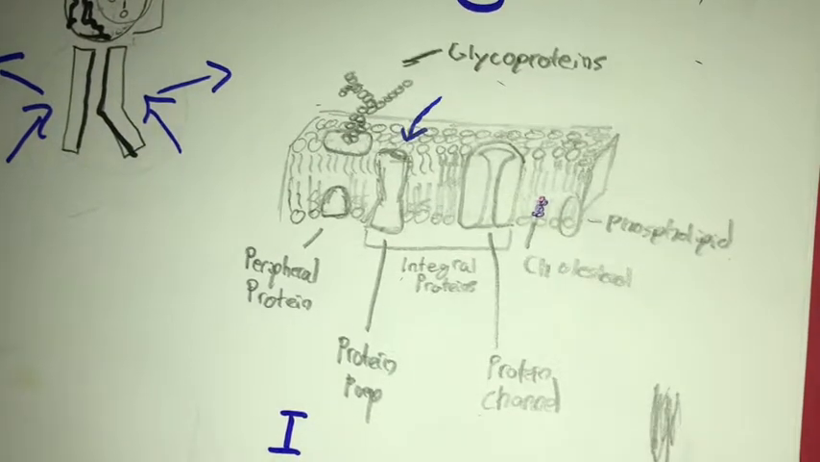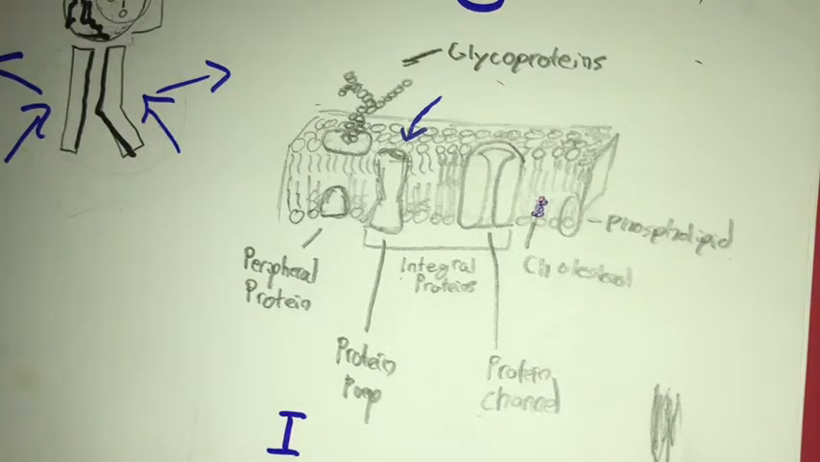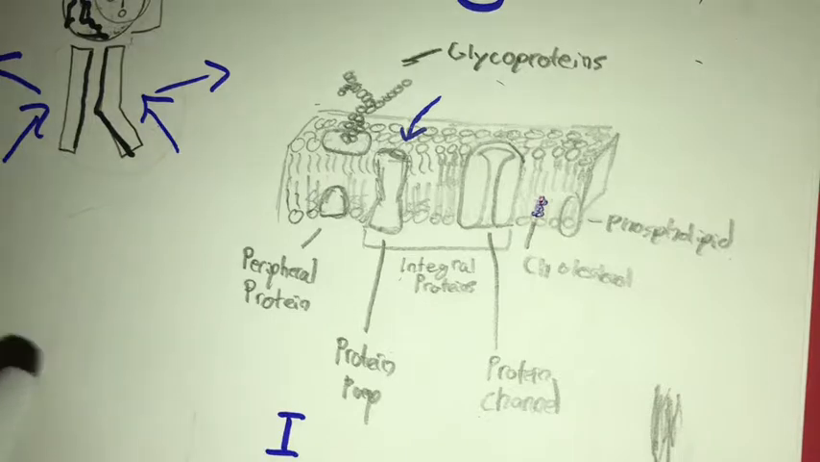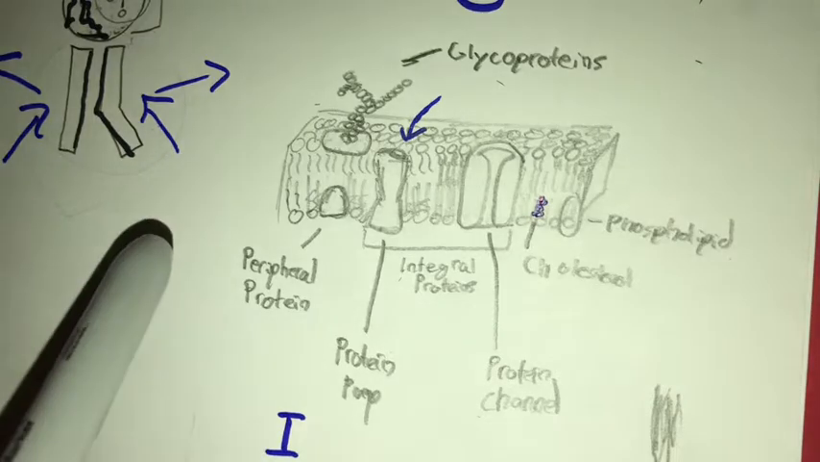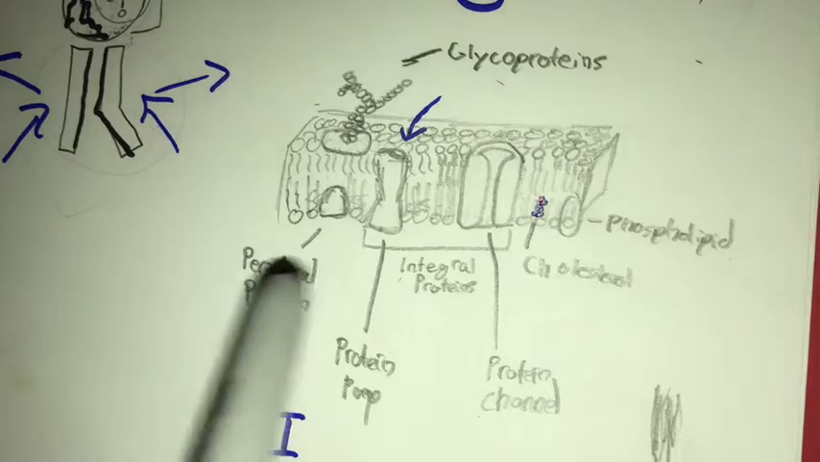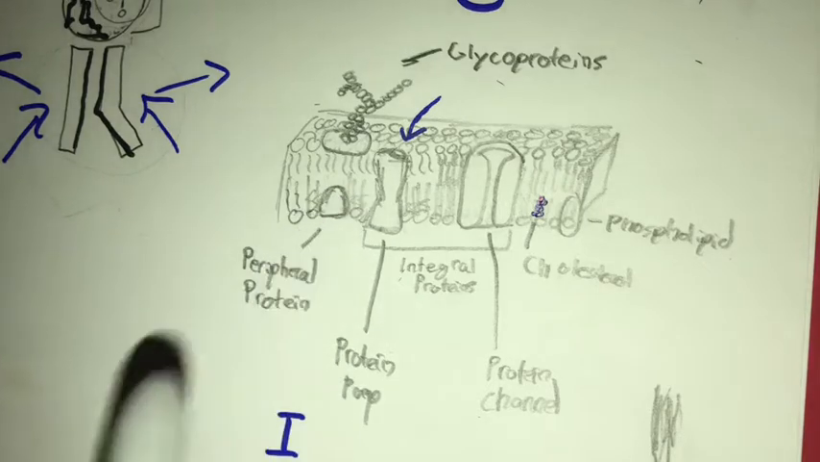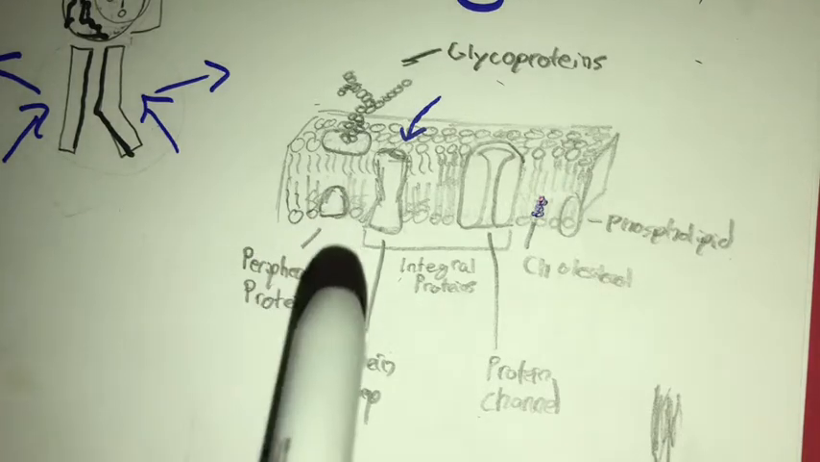Okay. So next, after the integral proteins, we have to look at the peripheral proteins. The peripheral proteins are membrane proteins that adhere only temporarily to the biological membrane with which they are associated. So these do not always have to be attached to the cell membrane.